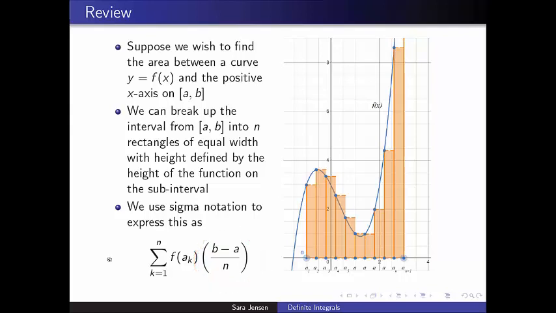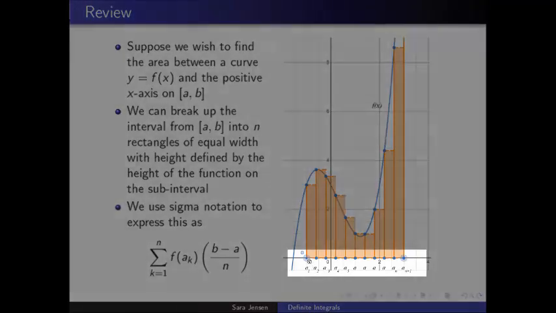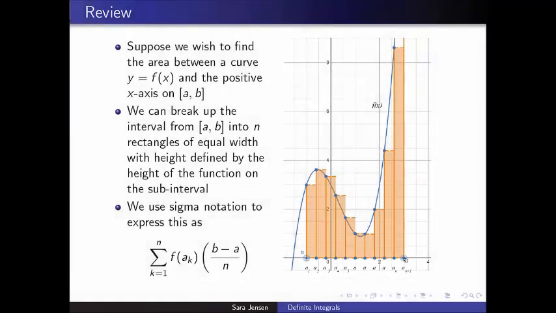Now, in order to figure out the height of the rectangles that we're going to be computing the areas of, we'll be using the height of the function. And in order to do that, we've got to make some sort of choice about how we're going to label the a sub i's along the x-axis, where the a sub i's are coming from the endpoints of these little sub-intervals of our entire interval going from a up to b.